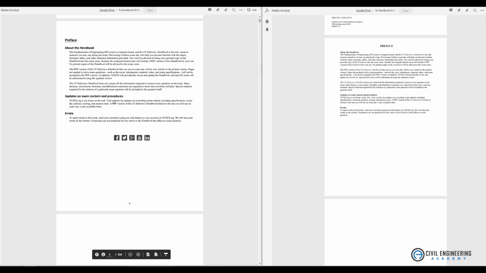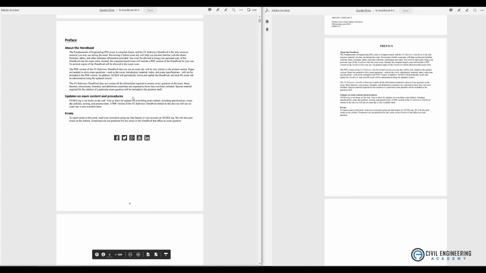That's all we really need to read about. Let's read this though. The FE Reference Handbook does not contain all the information required to answer every question on the exam. Dun dun dun. Basic theories, conversions, formulas, and definitions examinees are expected to know have not been included. Special material required for the solution of a particular exam question will be included in the question itself.